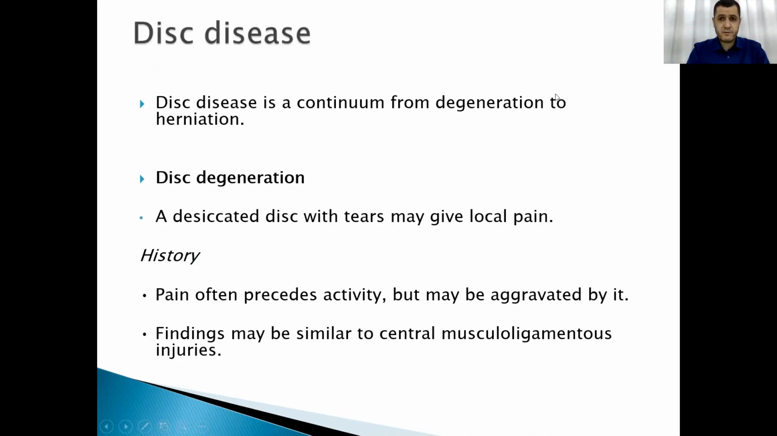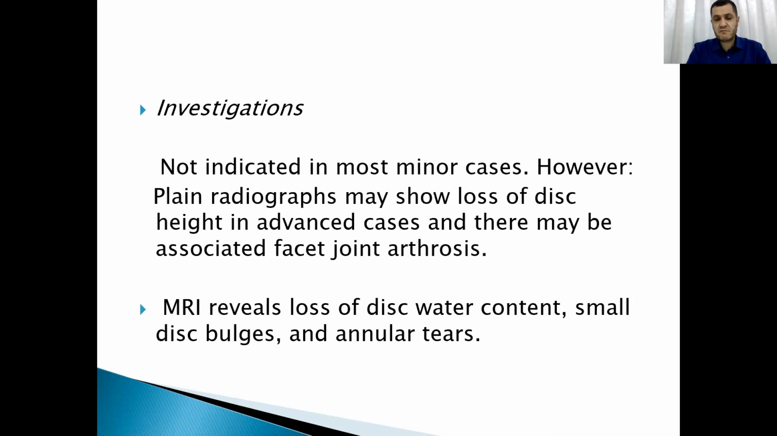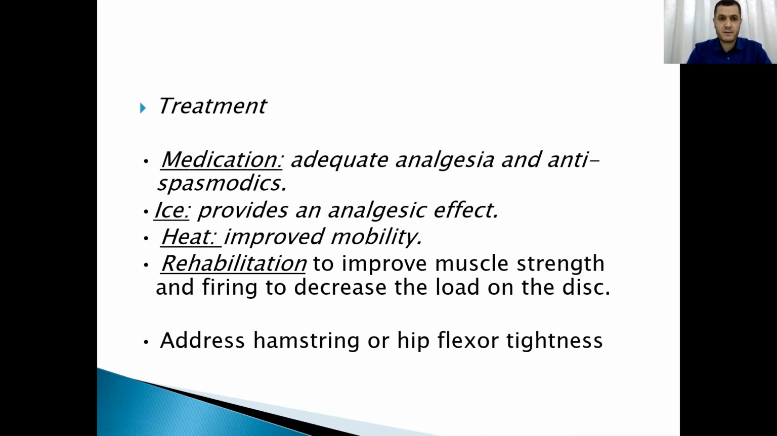This disease is a continuum from degeneration to herniation. In these degenerations, the disc will be very dry, so it might tear and cause local pain. History of this disease often follows activity, and may be aggravated by activity as well. For minor disc injuries or disc disease, we do not need any investigation. However, plain X-ray may show loss of disc height in advanced cases, and there may be associated facet joint arthrosis or osteoarthritis. MRI may be important to show loss of disc water content, small disc bulges, and annular tear.